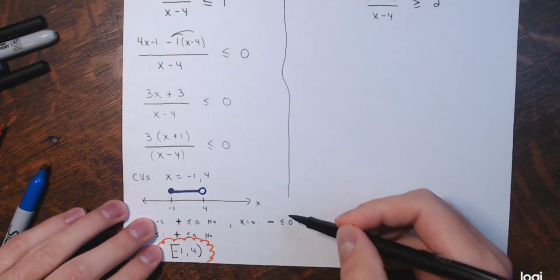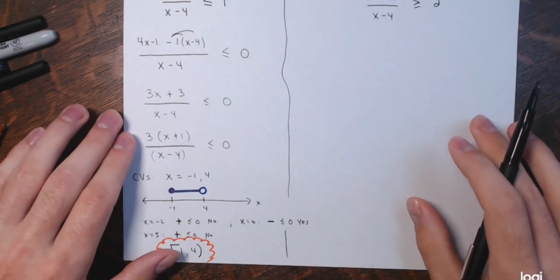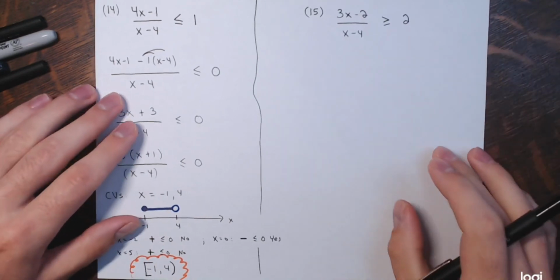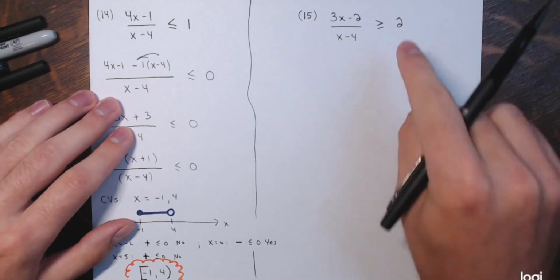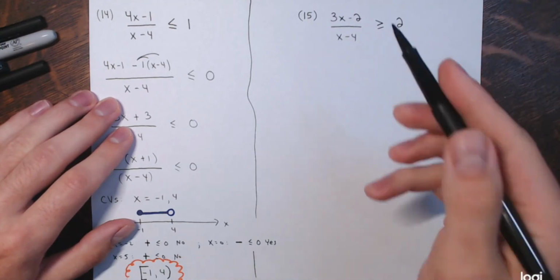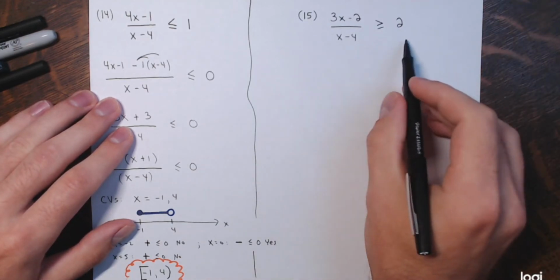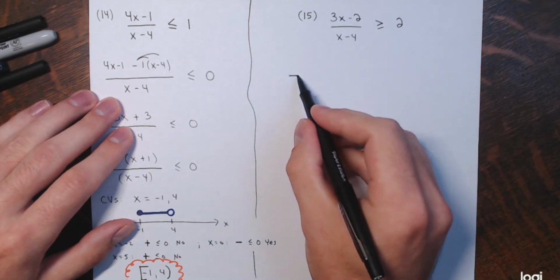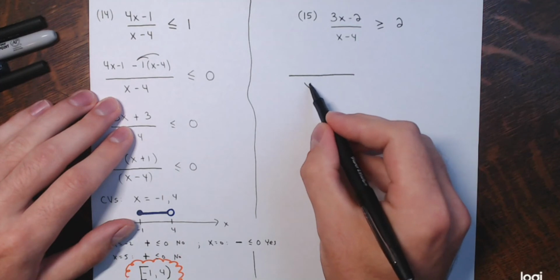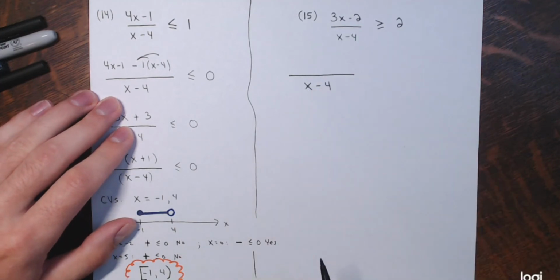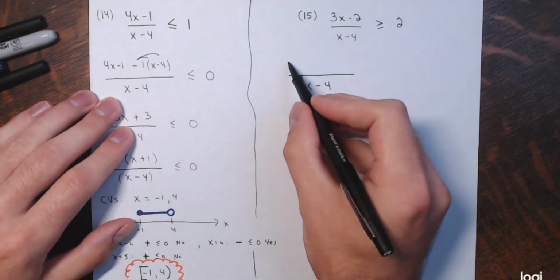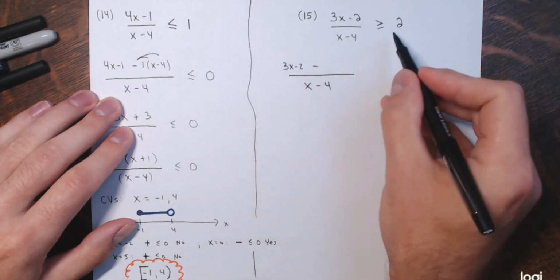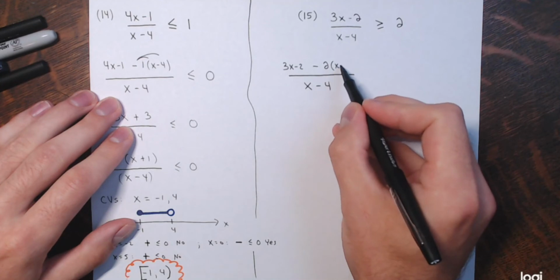Alright. So pretty similar here. The only difference is it's the number 2 now on the other side. So I want to subtract 2. I want to get 0 on the other side. And once again, the denominator is 1, so the LCD would be x minus 4. So when I do subtraction, that common denominator is going to be x minus 4. And we have this numerator, 3x minus 2, minus 2 times the quantity x minus 4.